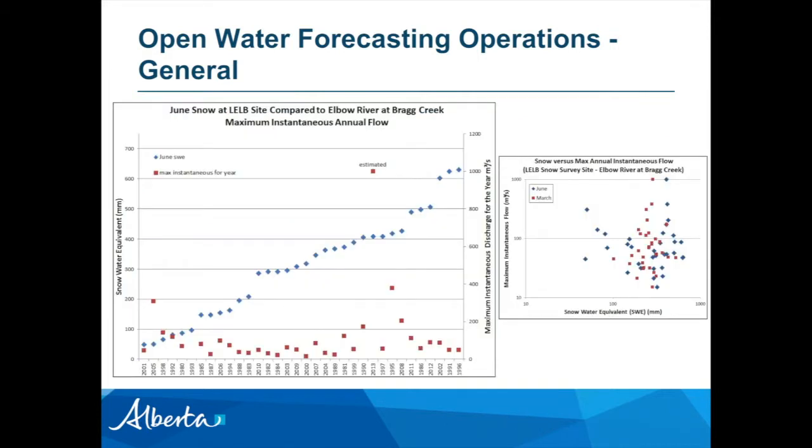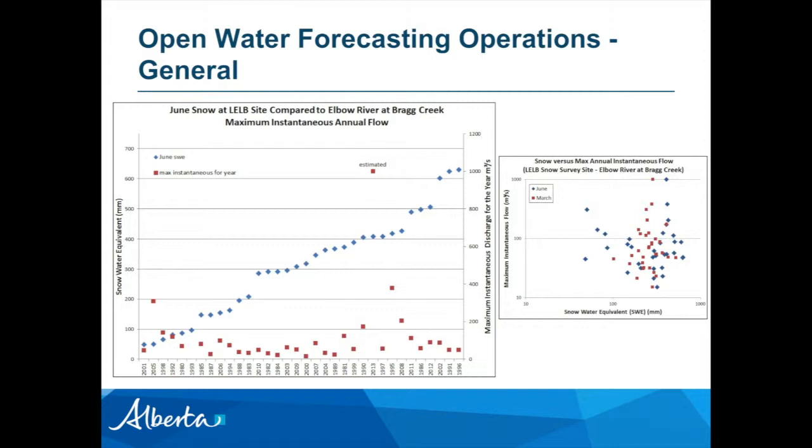I said we have operations starting in March, but January 1st we started getting questions about what is the snow? We have lots of snow, what's the flooding potential? And I thought, okay, we struggle with this every year. What is the flooding potential based on snow? So I'm going to start plotting snow water equivalent data for Little Elbow, Snow Pillow, and the Snow Survey site against Elbow River at Bragg Creek annual maximum instantaneous flows to see if there's any kind of relationship that you can actually use to predict what the flow is going to be in any given year.